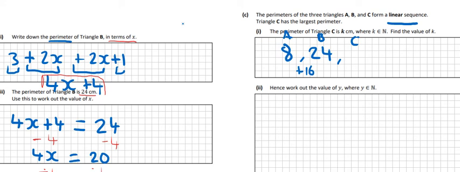So in order to get the next one then, all we need to do is get the next one over. So we're going to add on 16 to 24. So 16 plus 24 is 40. So that makes C be 40 because that's the only number it could possibly be for them to go up in a linear sequence.